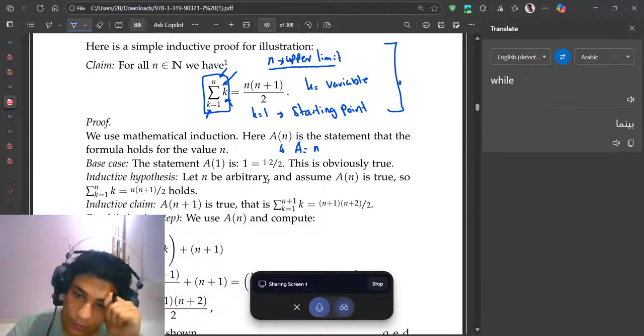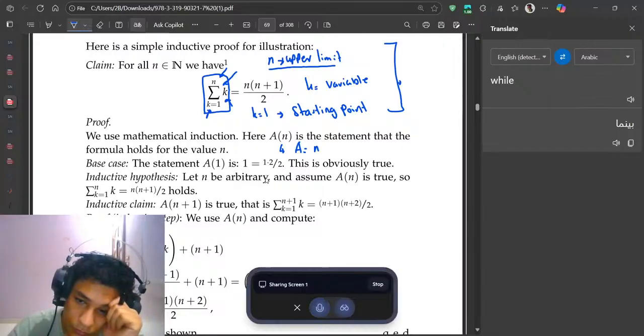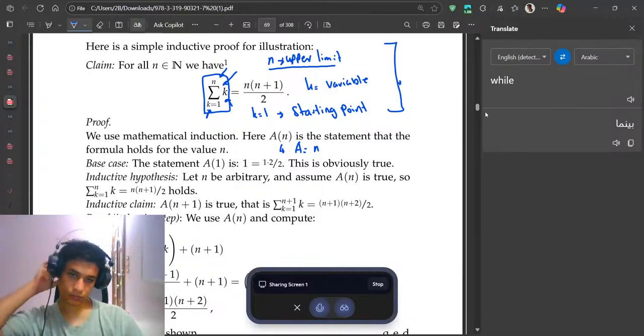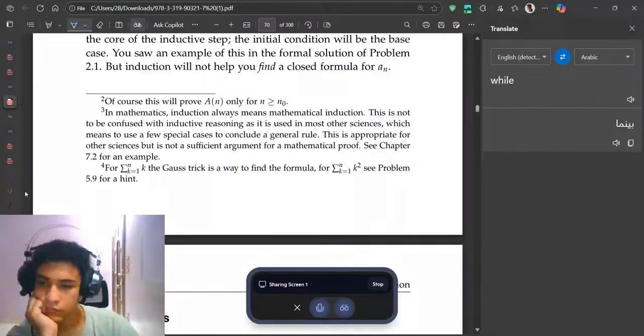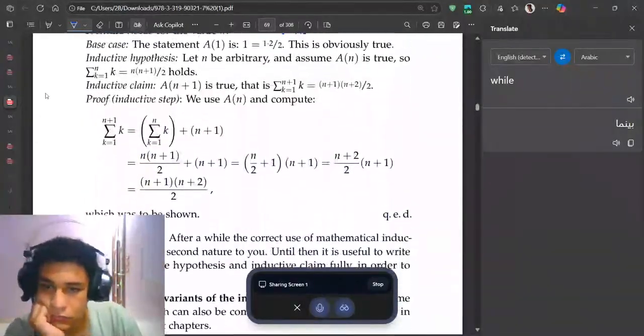So the inductive claim is A_(n+1) is true. That is the summation with n plus 1 at the top and k equals 1 at the bottom equals n plus 1 times n plus 2 over 2. That's right. The inductive claim asserts that the sum of k from 1 to n plus 1 equals (n plus 1)(n plus 2) over 2. The inductive step aims to prove this.